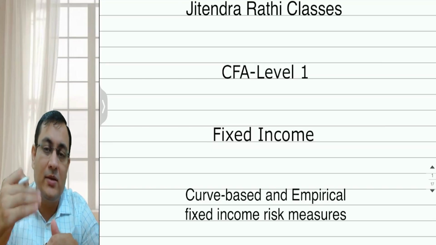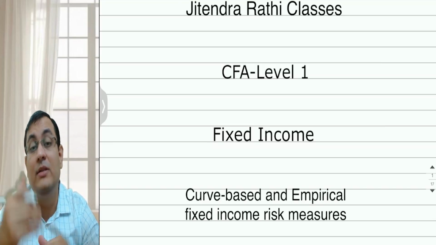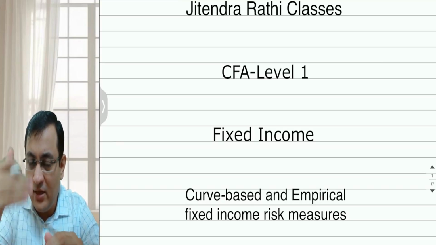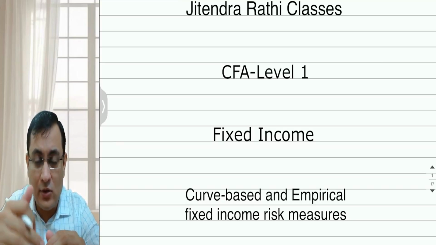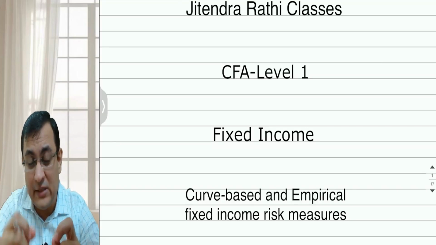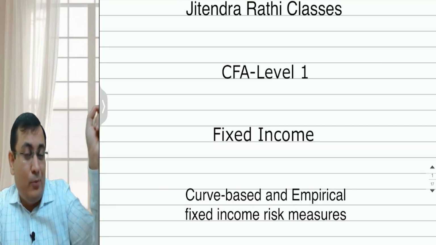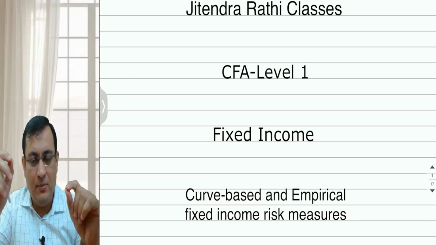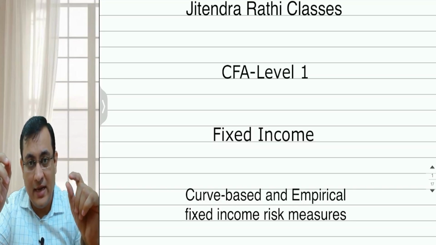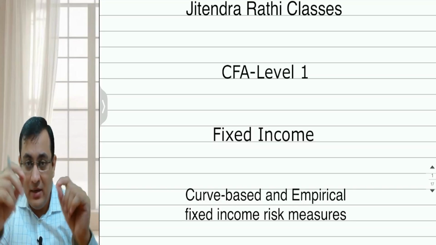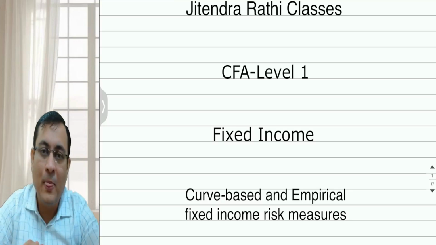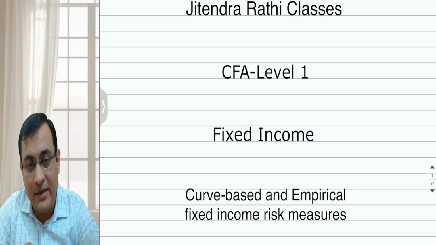So here comes the third type of duration calculation, that is the key rate duration, which will calculate the sensitivity of the bond price or the bond portfolio with respect to changes in the yield at a specific point of time. Let's say the remaining points on the yield curve will stay constant. Only one period's yield is going up and down, and it's coming back to the same place.